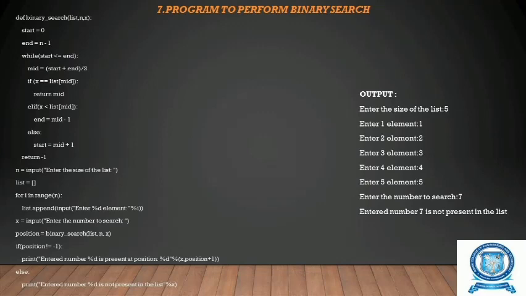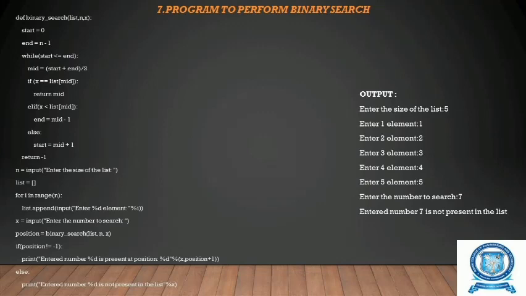Else, if all this comes as false, then we move to the else part, where the start value is assigned as mid plus 1. Then we return minus 1 if the value is not found. Then we enter the size of the list, and initialize the empty list as usual, as we have done in our previous programs. Then we append all the elements one by one in the next statements.